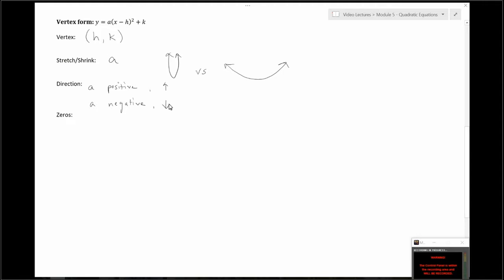And then finally, we talked about if I have a parabola or a quadratic and it crosses the x-axis, these are going to be called my zeros of the equation, because these are the points where y, which really is the same thing as f of x, is 0. So the zeros of my quadratic are where the function is 0.